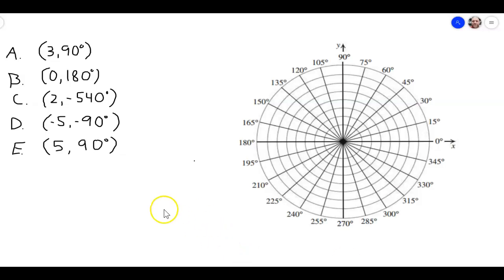Hey everybody, this is Mr. Beckstrom, and here I just want to take a look at section 7.6 on polar coordinates, and I want to do a couple of examples here.